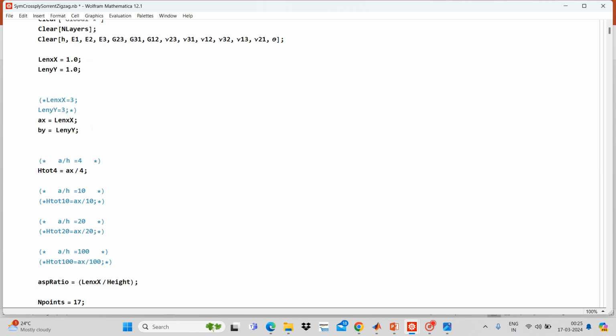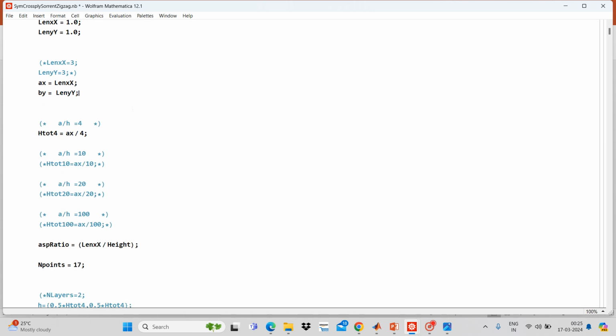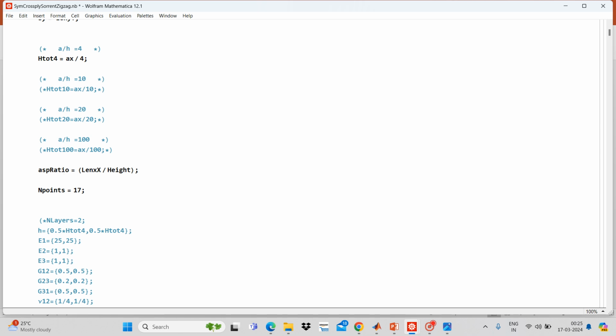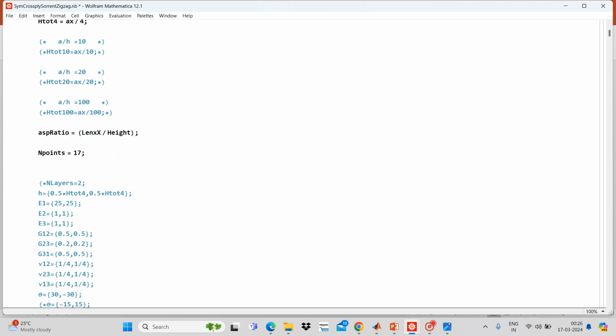Ax is the length along x, and I have just assumed b equals the length along the y-axis and substituted this value. Ax by h equals 4 means the a by h ratio, the length to thickness ratio, is given here. The aspect ratio means length to thickness ratio, and the discretizing point is 17.